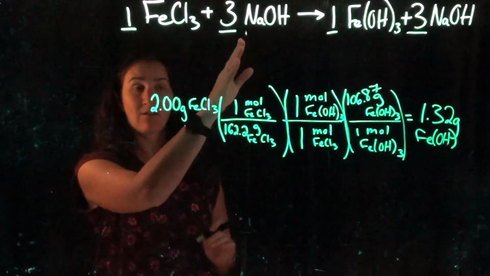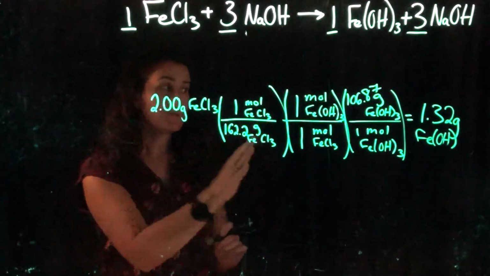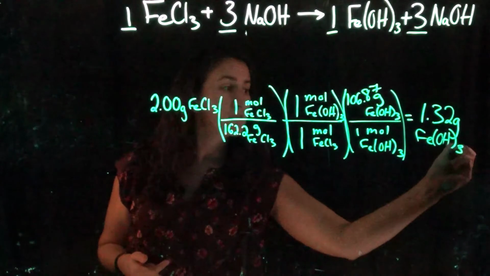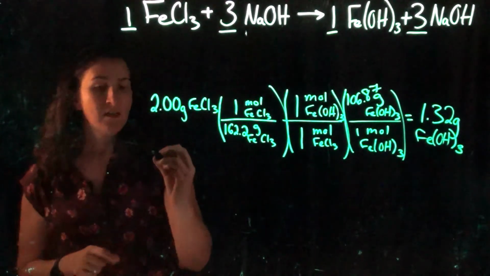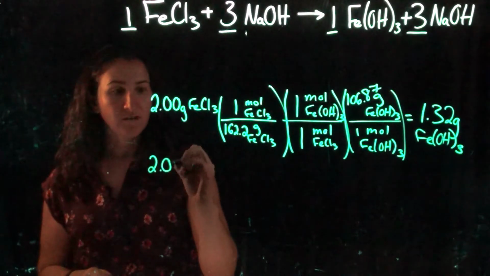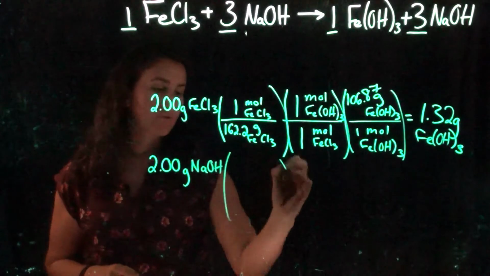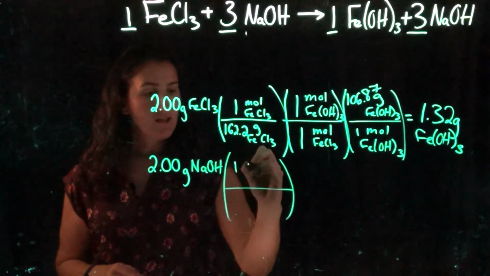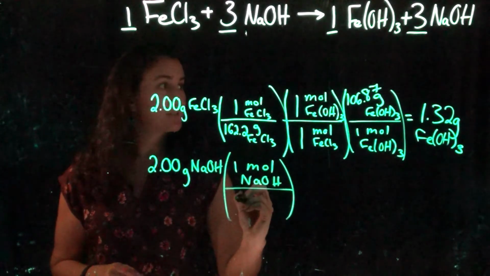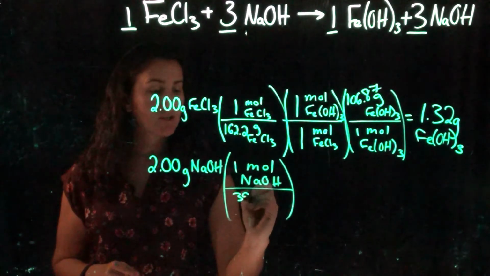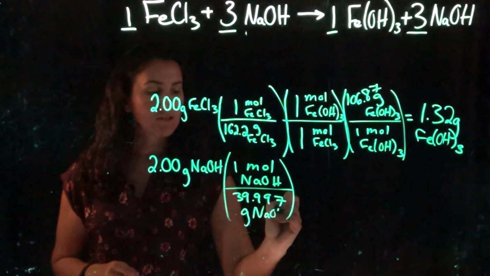And so we need to also calculate sodium hydroxide to iron 3 hydroxide. Let's do that next. And I forgot my 3 on my iron 3 hydroxide. So now let's do the same thing, but convert from 2 grams of sodium hydroxide. The first conversion factor, remember, once again, is our molar mass. So we have 1 mole of sodium hydroxide is equal to 39.997 grams of sodium hydroxide.